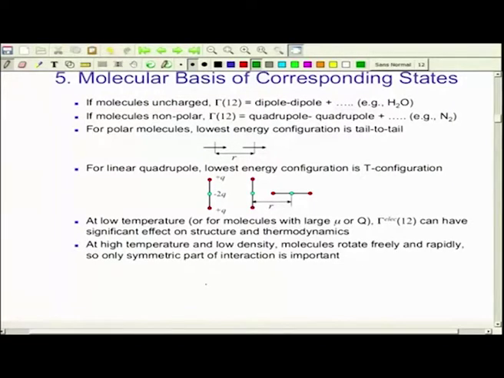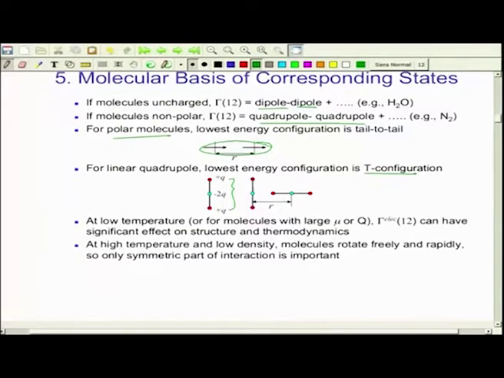So if molecules are uncharged, then of course the charge interaction will be negligible or 0, and only the dipole or other contributions will come. If the molecule is non-polar, it does not have a dipole, but it can have quadrupole interaction. For polar molecules, the lowest energy configuration is tail to tail. This directly comes from the expression which we wrote here. And for a linear quadrupole such as this, the lowest energy conformation is a T conformation.